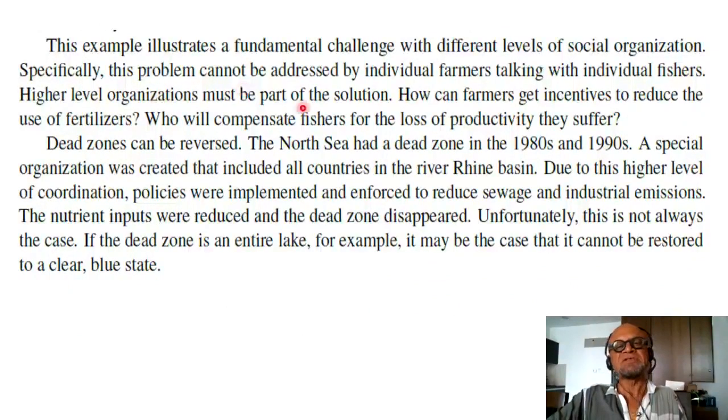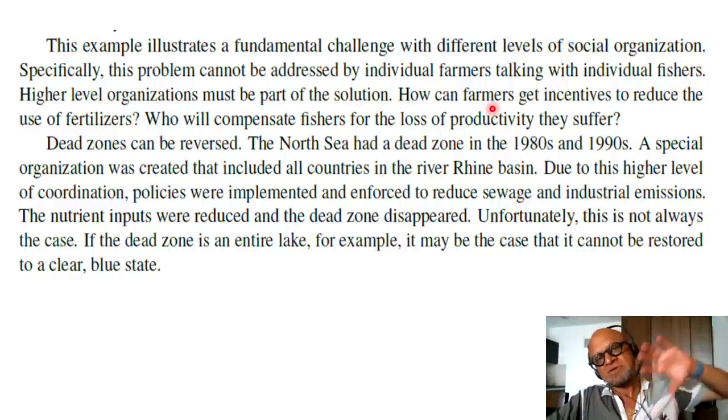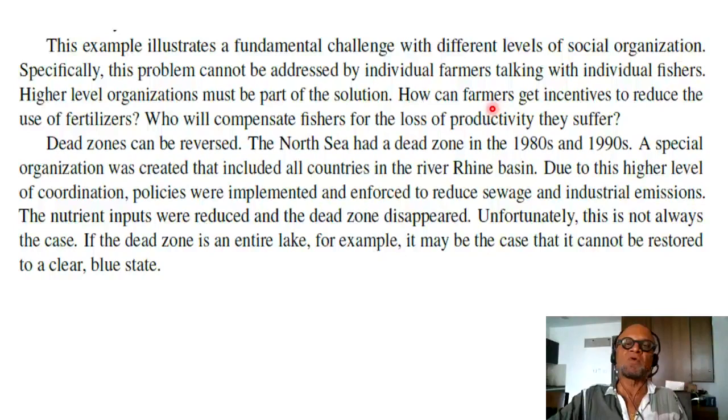So this example illustrates a fundamental challenge with different levels of social organization. Specifically, this problem cannot be addressed by individual farmers talking with individual fishers. We are talking about farmers who are spread all the way to Minnesota, using the Mississippi riverbed or the floodplain to do tremendous agriculture, growing lots of important crops like corn and so on.